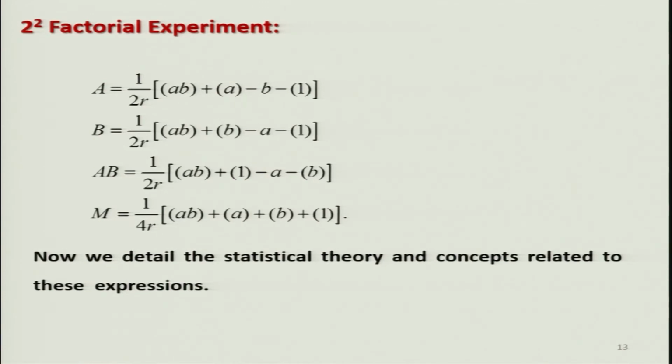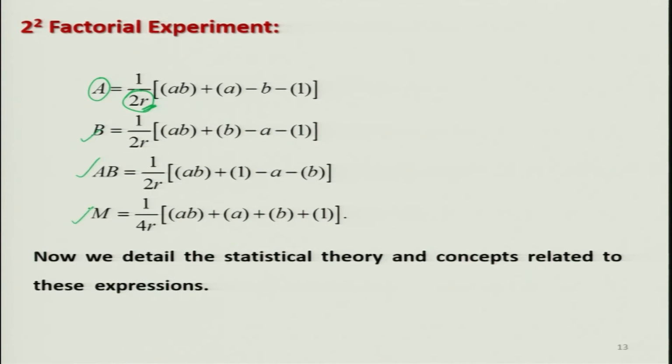What are we going to do here? I am simply going to take R in the denominator, and now you can understand why this is coming. Earlier you had obtained the main effect of A by taking the average of some treatment combinations. Now you are going to repeat those treatment combinations, say R times. So the total number of observations on which you are going to take the average will become 2R. And the same story will continue with B, AB and M also.